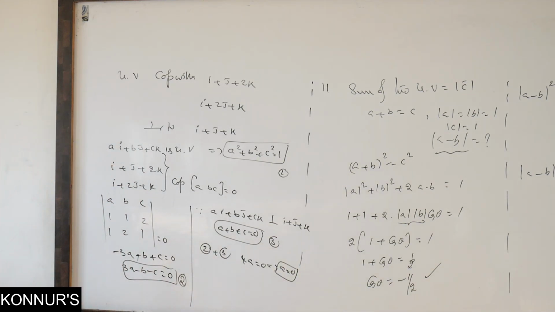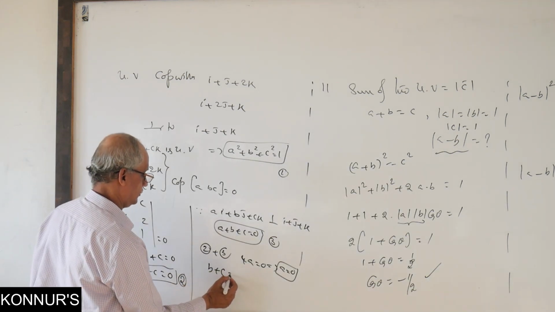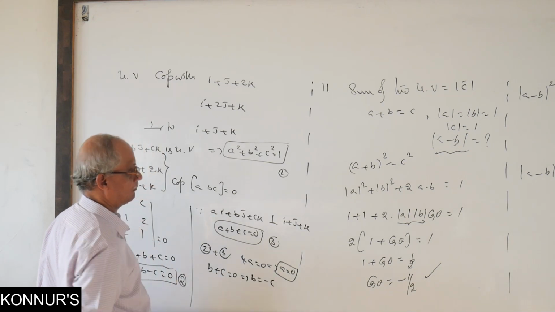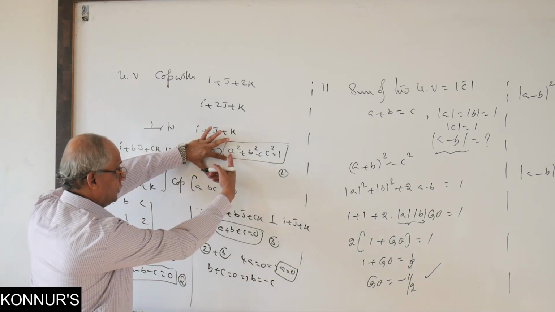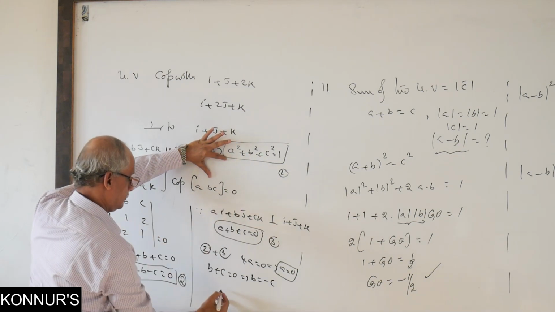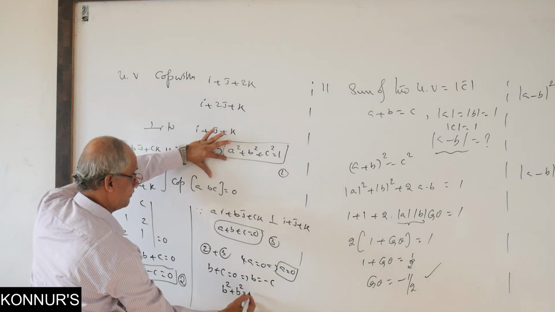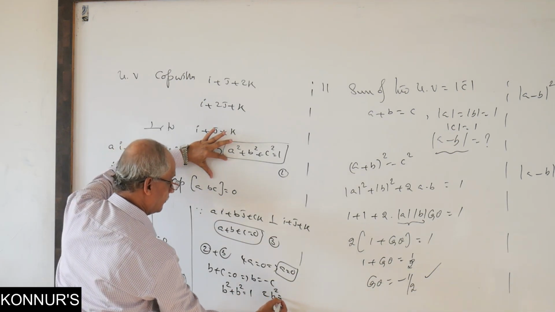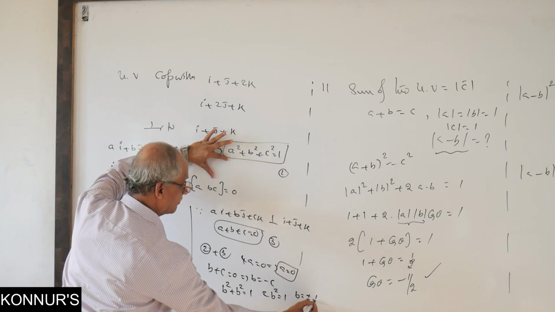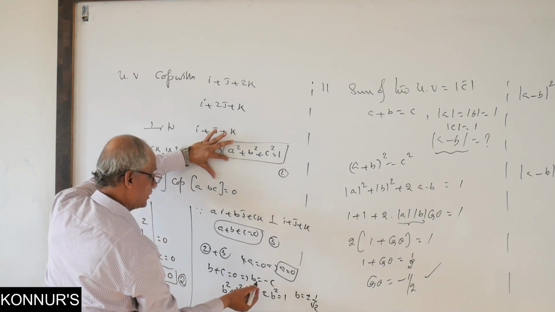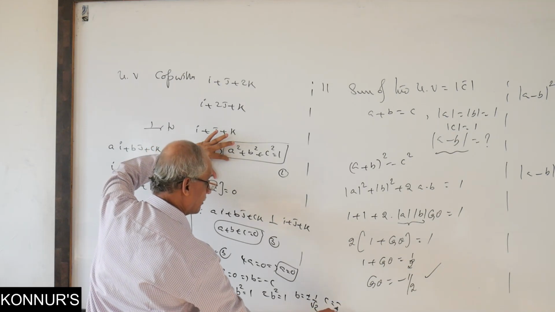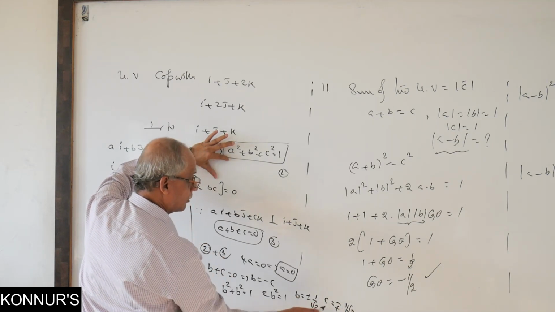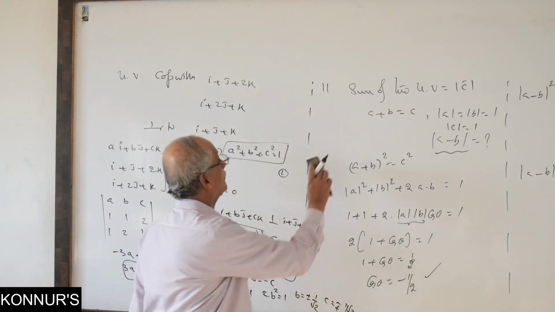One answer is over: a is 0. When a is 0, b plus c must be 0. That means b is equal to minus c. Write down in 1: b square plus c square is 1, so 2b square is 1. b equals plus or minus 1 by root 2. Because they are equal with opposite signs, c is also minus or plus 1 by root 2. Suppose b is 1 by root 2. So we will write the answer now.